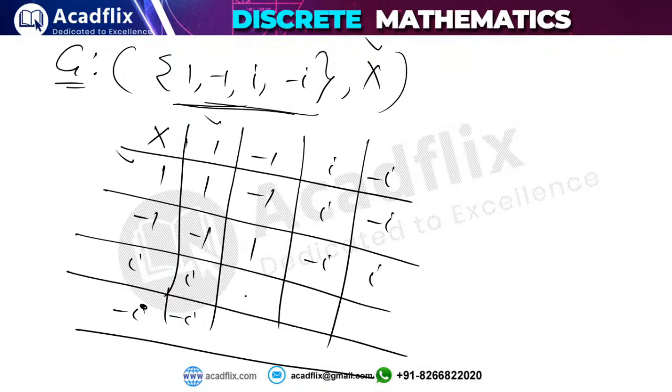Okay, so what will it be finally? Iota into minus 1 will be minus iota. Iota into iota will be minus 1, because remember, iota square is equal to minus 1. Iota into minus iota will be 1. And minus iota into minus 1 will be iota. So this is your Cayley table. Very easily you can find the Cayley table. Remember, this is just a representation.